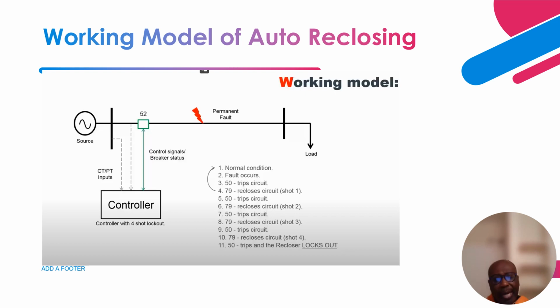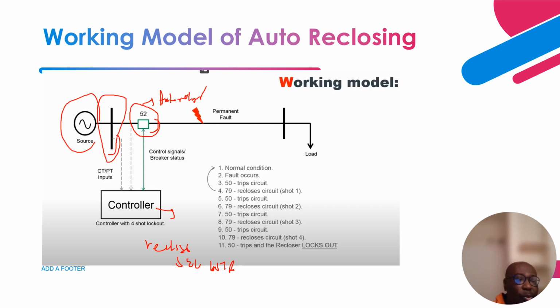Okay, so this is the working model of the auto reclosing. This is the breaker, this is the auto recloser, the SEL-651R. This is the substation, and this is the source. So if you have a distribution substation, let's say 13.8 kV or 12.47 kV.